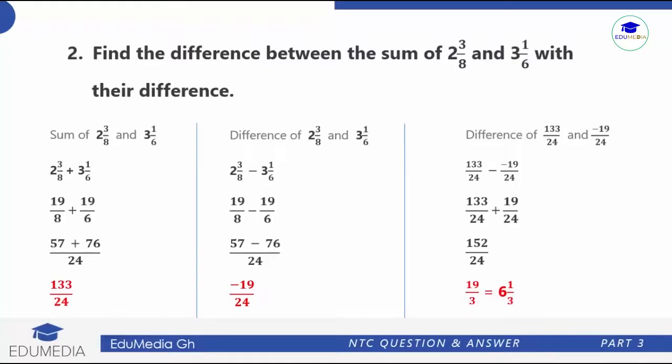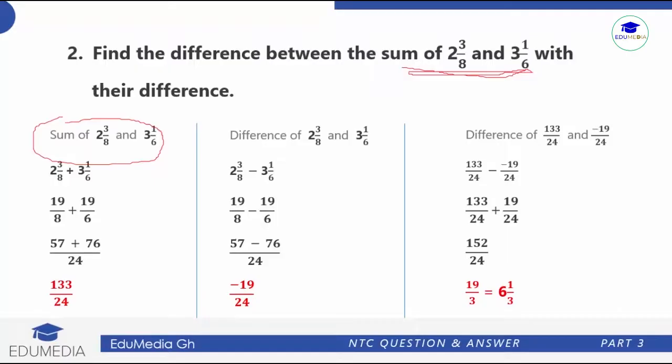So this says find the difference between, now the first aspect is the sum of this with their difference. So I'm going to look for the sum of this first. After that, I look for the difference of that as well. Then the answers from both sides, the sum and the difference, I now look for the difference of those answers. That's what this question is saying.